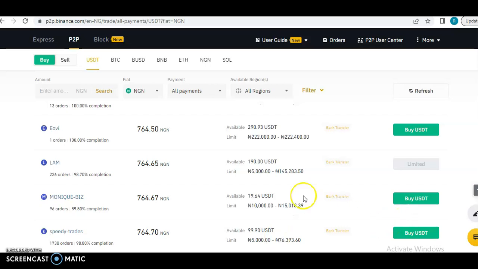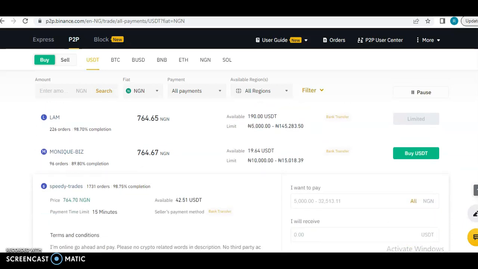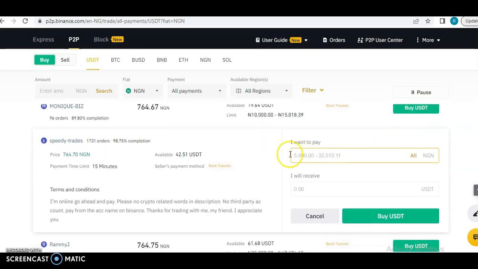So when you see the person and you check the person's orders and it's okay, check the completion rate and it's okay, and the limit is within the amount of money you want to buy, all you just have to do is click on buy USDT. Okay, so I have done that, and a window pops up. You write the amount you want to pay. In my case, that's 5,000 naira.